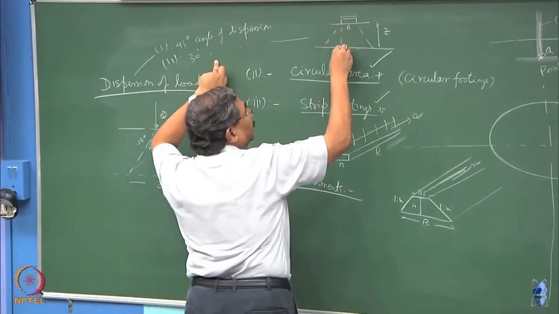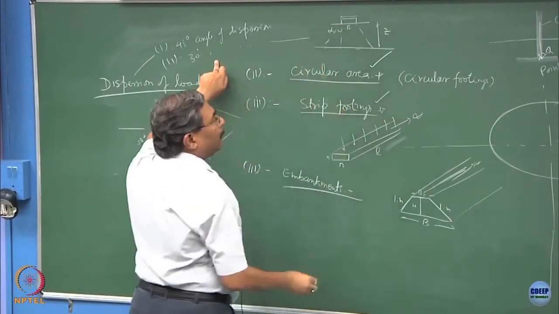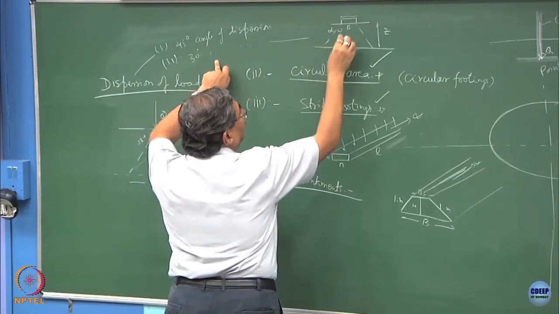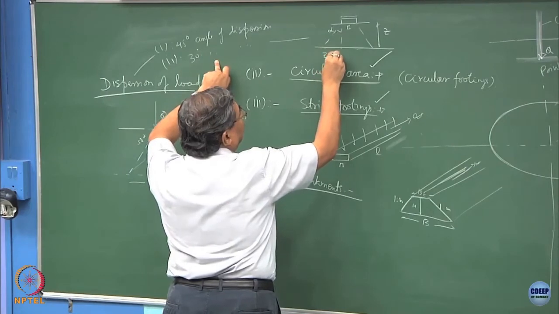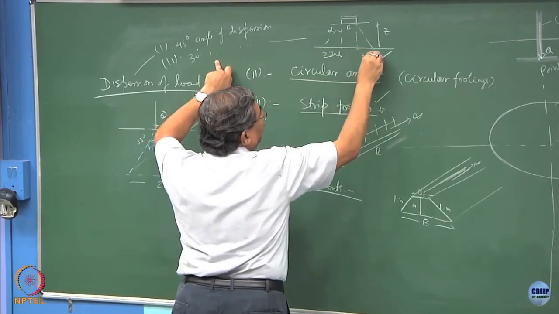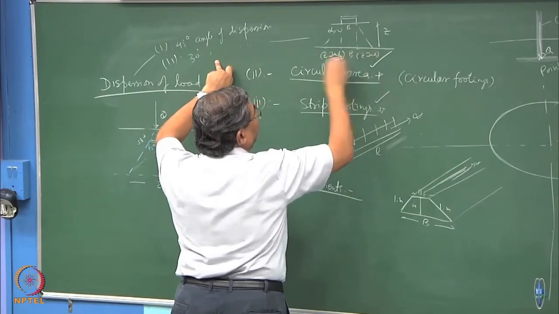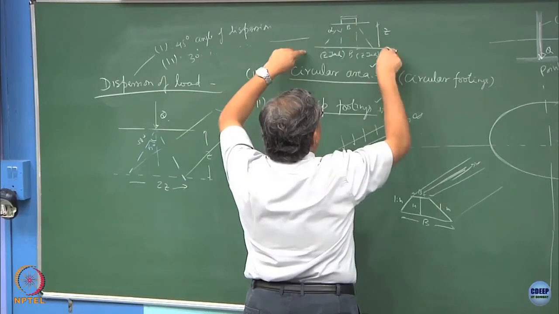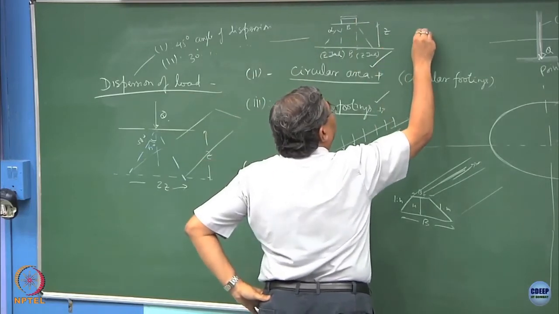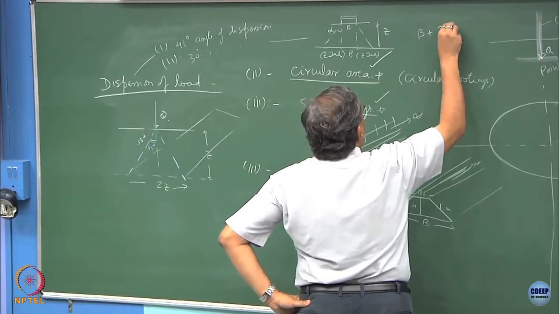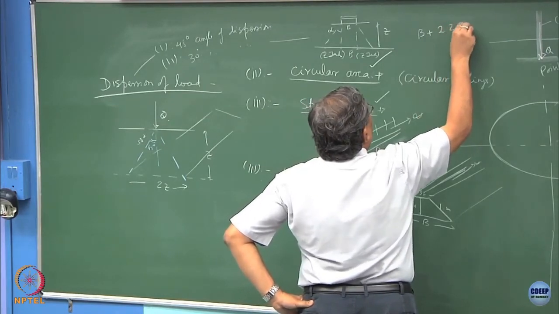So, if I use this angle of dispersion as alpha, this is going to be Z tan alpha, and this is also Z tan alpha, plus B. So basically this whole stress is now getting transmitted onto a plane which has an area of cross section of 2 times Z tan alpha.